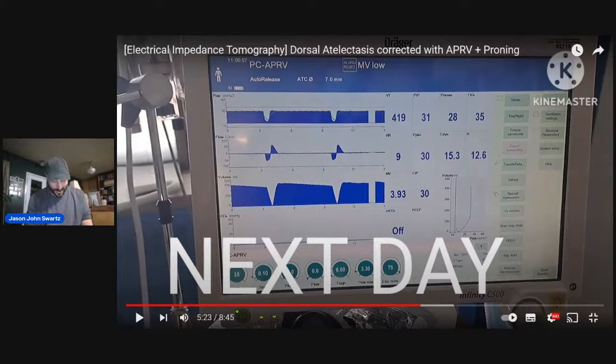One family is saying, when she was on volume AC, what were the volumes? And then when switched to PC, much larger on the PC. So it was 18, 28.